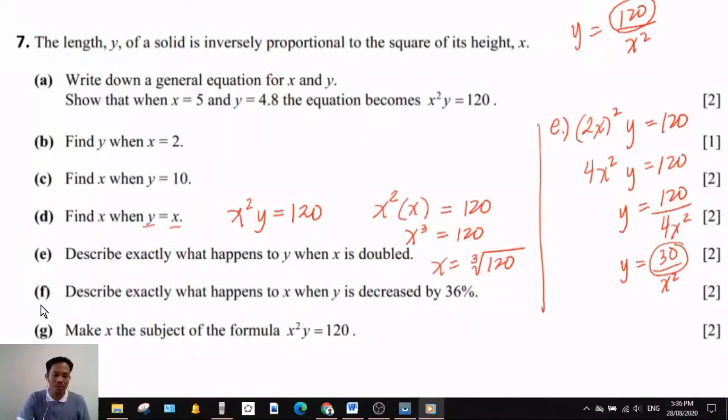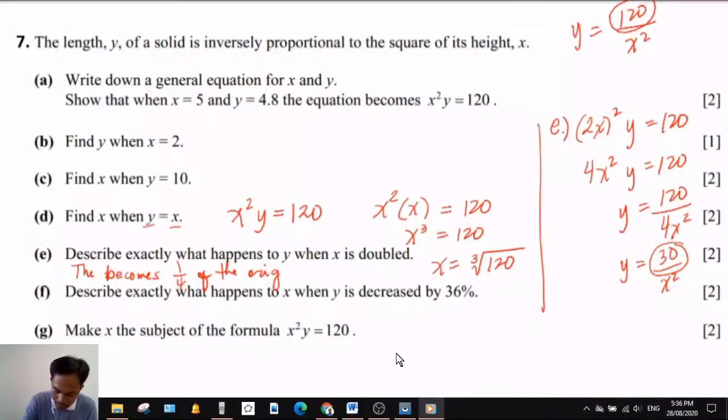Okay, next, let's move on to letter F. Oh, sorry, it becomes 1/4 of the original value.